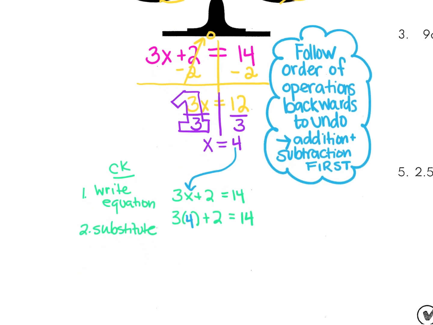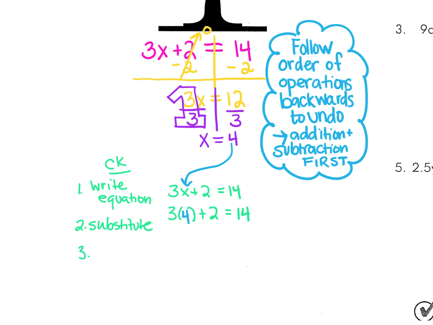And our last step is going to be to simplify the side of the equation that we have substituted in. We can plug this right into our calculator. 3 times 4 plus 2. Enter gives us 14. This means that the left side is the same as the right side, so we can call this a check.